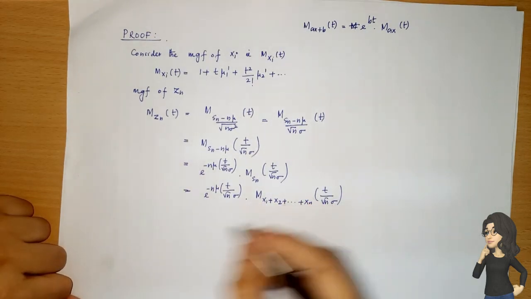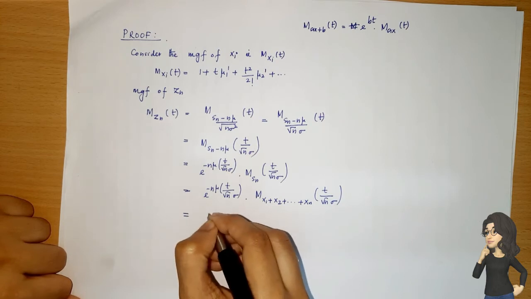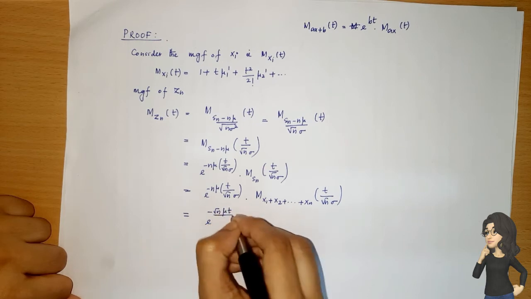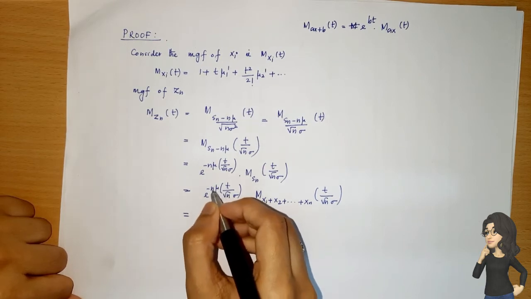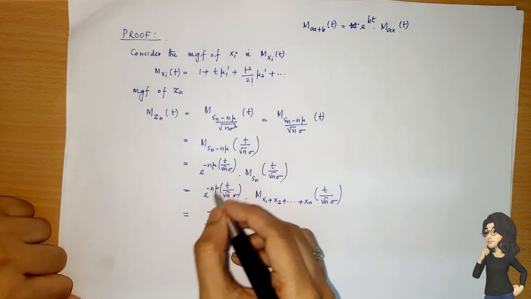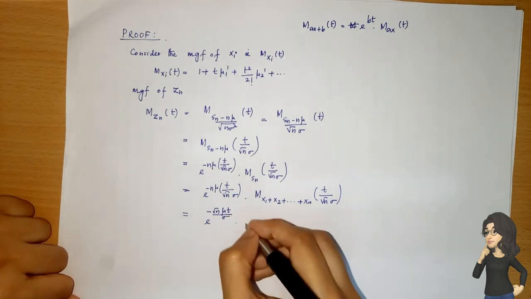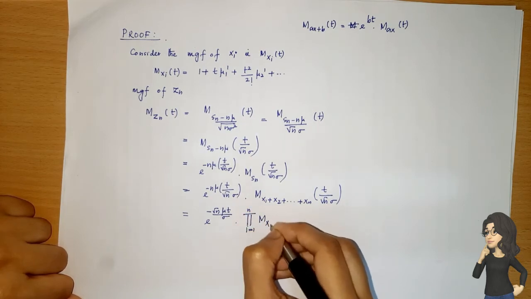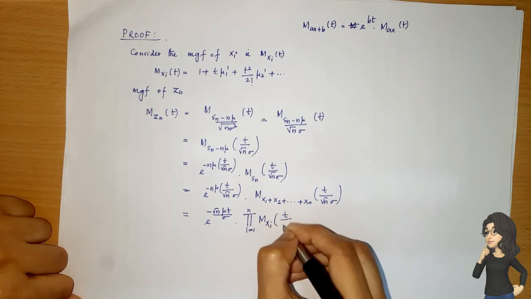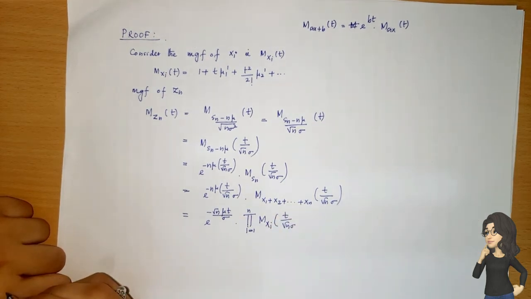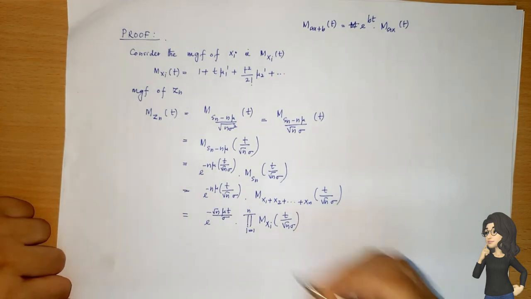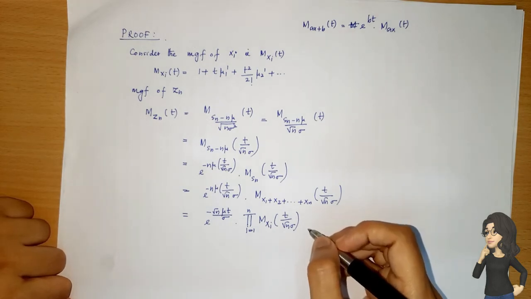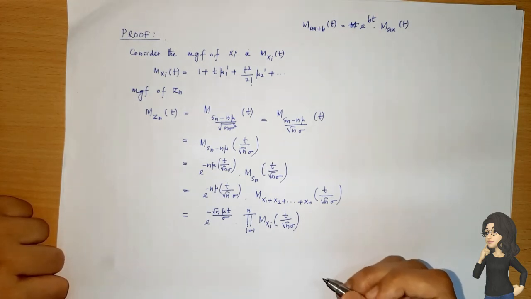So this can be written as e raised to minus root n mu t by sigma. I can cancel this root n and this n, and what will be left is root n, into the product i equal to 1 to n of M_{Xi}(t by root n sigma). Since the Xi's are independent and identically distributed, we have used that property, that the Xi's are independent here.